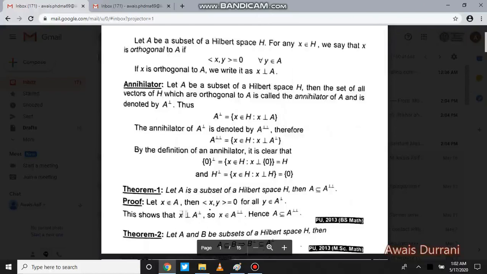So we have chosen x from A and proved that x belongs to A double orthogonal. This means that A is a subset of the annihilator of the annihilator of A.